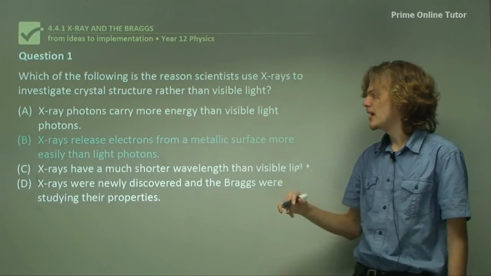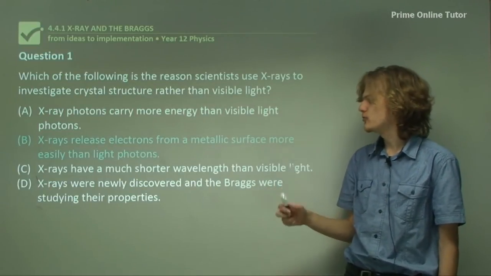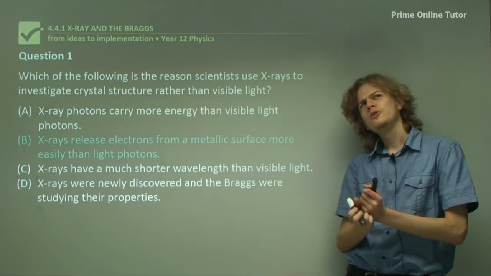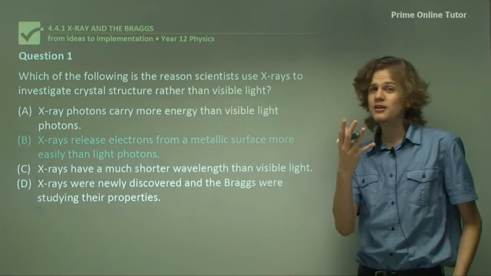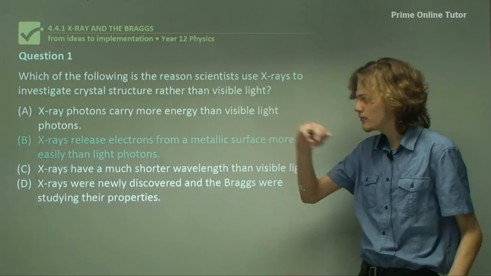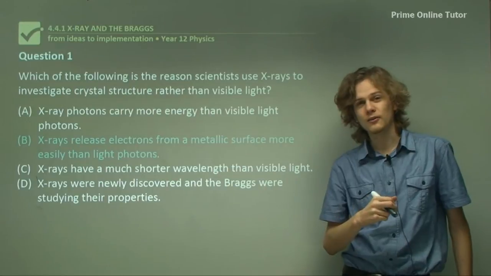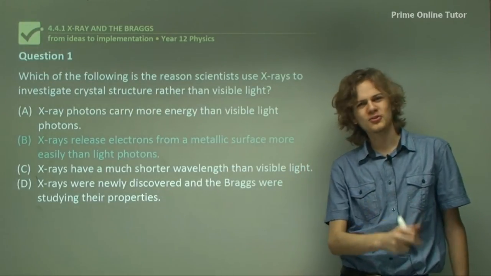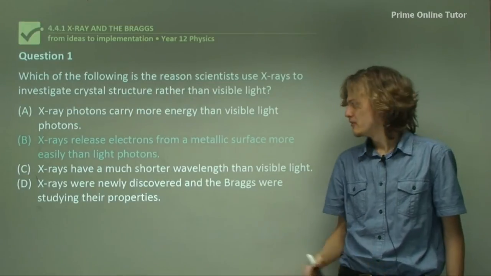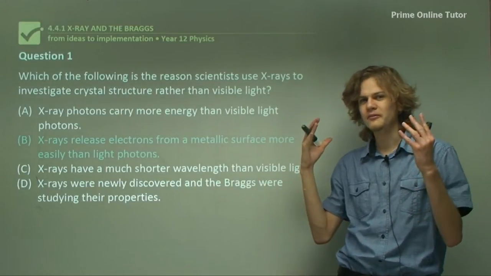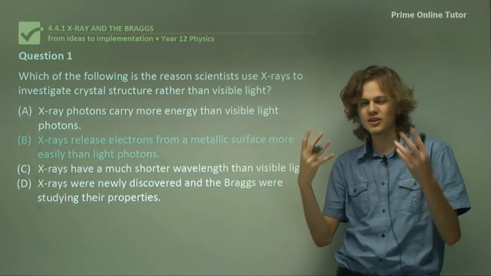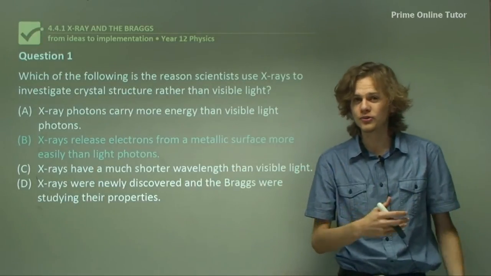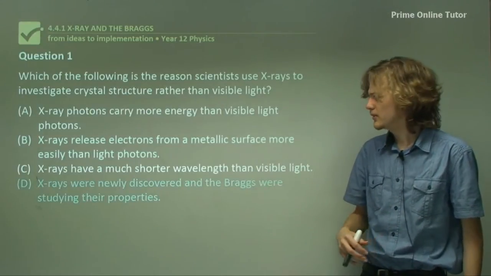Alright, how about B? X-rays release electrons from metallic surface more easily than light photons. Well, we can have a think about this one as well. If you go back to the photoelectric effect, we know that high energy photons, like ultraviolet or X-ray photons, can indeed release electrons more easily. But that's not really the best way to investigate crystal structure, is it? The photoelectric effect happens with metals and semiconductors. It's not really the thing that we want to be looking at if we're trying to investigate a crystal. So it's not B.